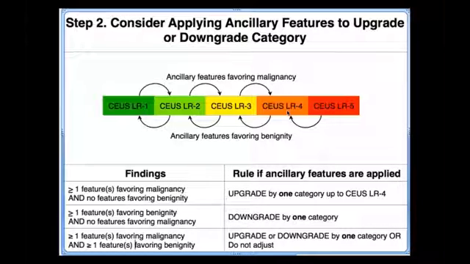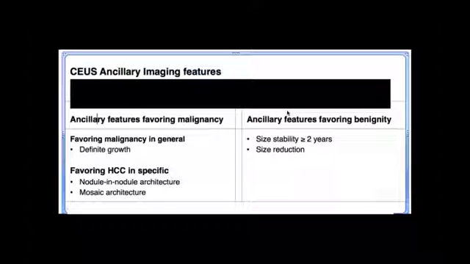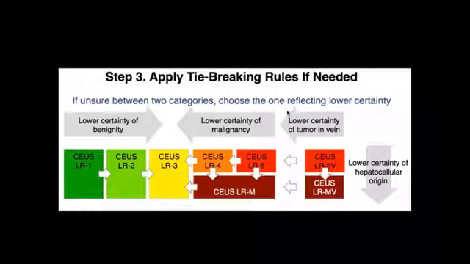The ancillary features that we want to consider are interval growth. And then another thing that favors HCC, which we didn't have time to cover today, is the nodule-in-nodule architecture. And then at the end, we want to apply tie-breaking rules. If we're between two categories, we always go to our area of comfort. If we look at the benign lesions here, and we have less certainty that they are definitely benign, we want to move to CEUS LI-RADS 3, which is our indeterminate category.